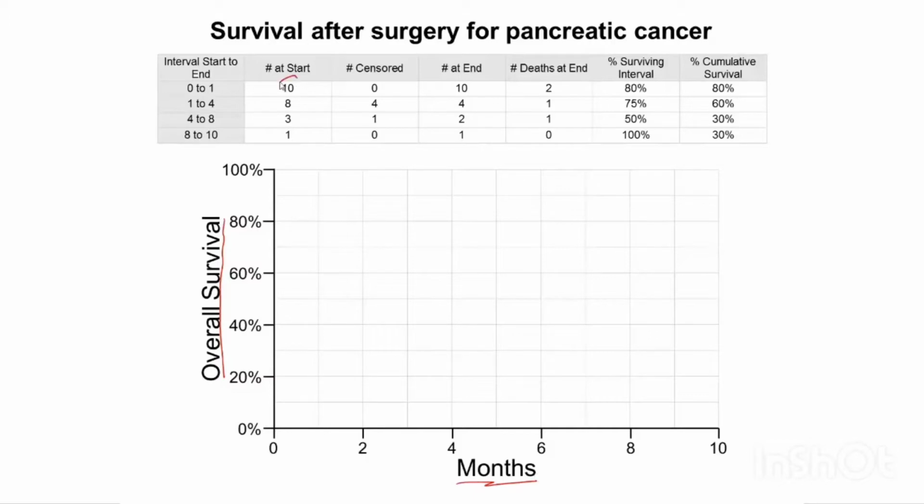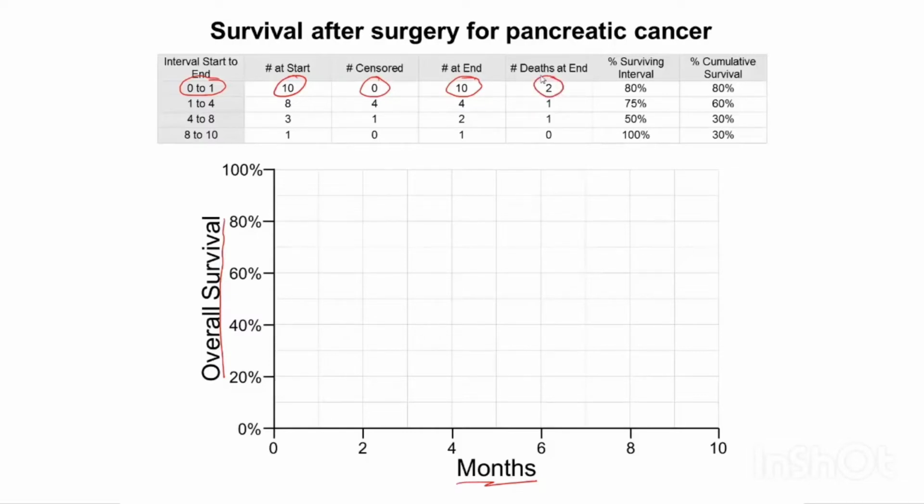So here's our clinical trial. We've got 10 patients. And the first interval that we're interested in looking at is the interval from 0 to 1 month. The reason we're going to look at the interval from 0 to 1 month is that 2 patients happen to die at the end of that interval. During that interval from 0 to 1 month, no patients were censored. We'll talk about censoring later, and we did talk about it in class. But at the end of the interval, there were 10 patients left, and there were 2 deaths.